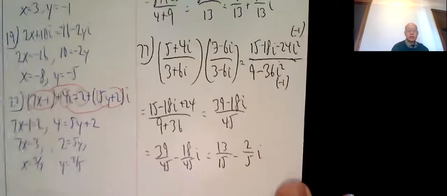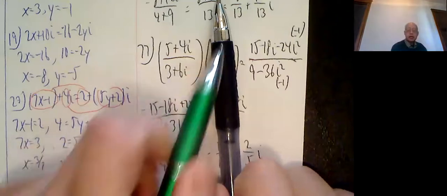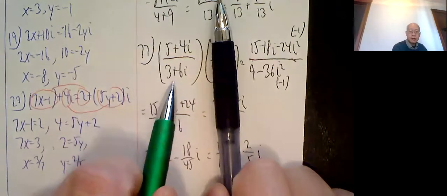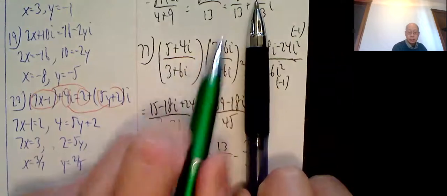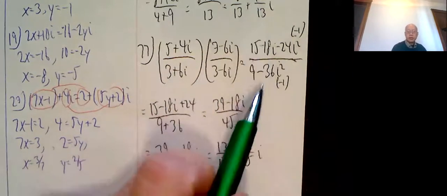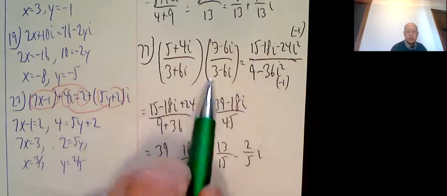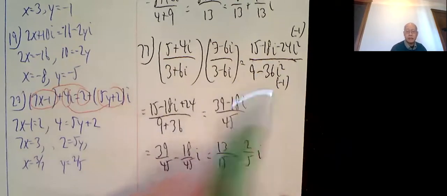Okay, finally 77, similar theme. 5 plus 4i over 3 plus 6i, multiplied by the conjugate of the denominator, which is 3 minus 6i over 3 minus 6i. If this had been a minus, we multiply by the positive. So the denominator is just 3 times 3 is 9, minus 36i squared. That's minus 36 times -1. That becomes 9 plus 36. So you have a nice denominator.